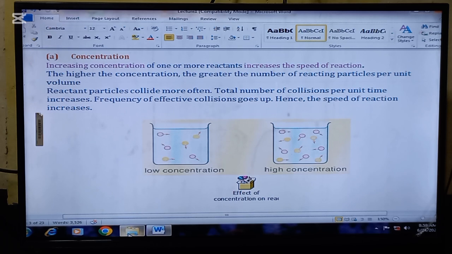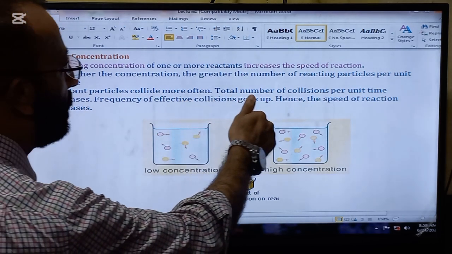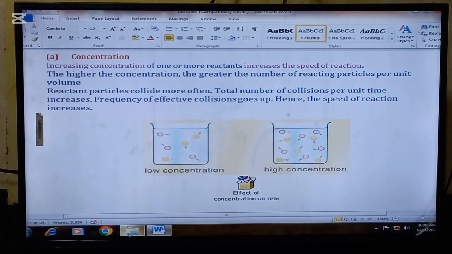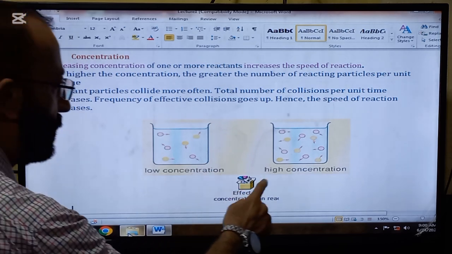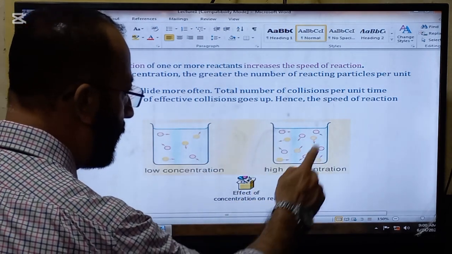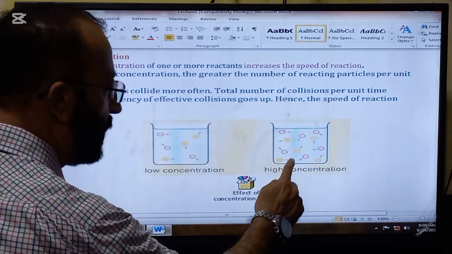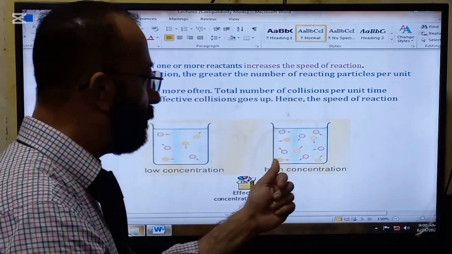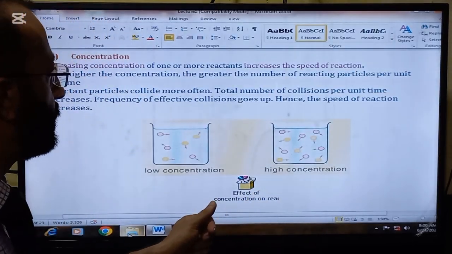So concentrate now. The higher the concentration, the greater the number of reacting particles per unit volume. Reactant particles collide more often. Look at this container, there are more reactant particles. So they are very close to each other, and when they are very close to each other, there are more chances of their collision.